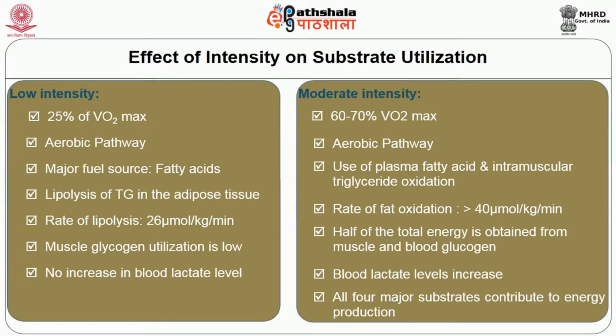So, what we are trying to emphasize here is that when we do low intensity exercise, we may be in an aerobic pathway, we may be using more of glycogen, and there may not be an increase in the blood lactate level, but this would last only for a shorter duration of time, whereas if we use a moderate intensity of exercise, we favor not only aerobic pathway, we favor the oxidation of fats, we favor the oxidation of muscle glycogen, and so there is a mobilization of fats and carbohydrate for the purpose of energy, and the outcome can be that the blood lactate levels increase. So, all 4 major substrates can contribute to energy production in moderate intensity exercise.